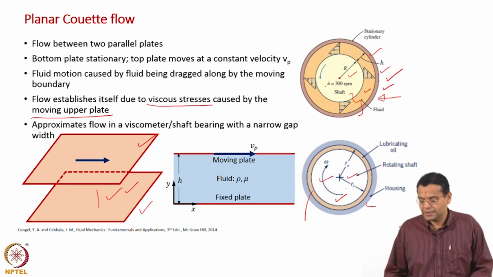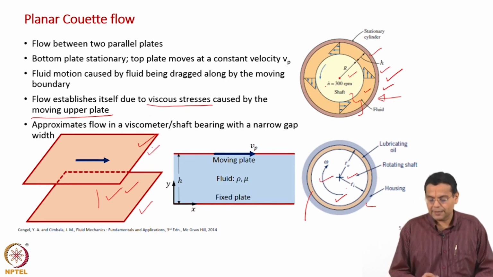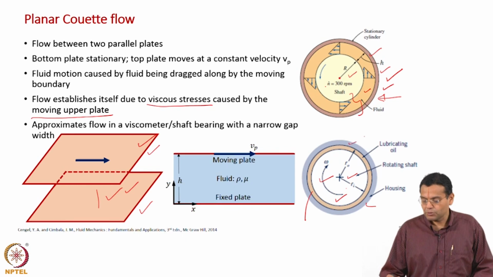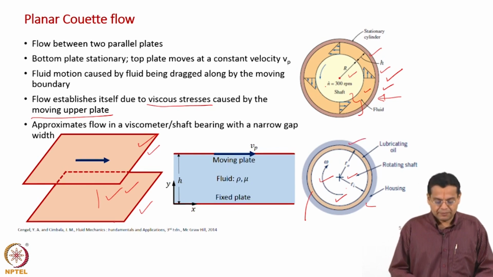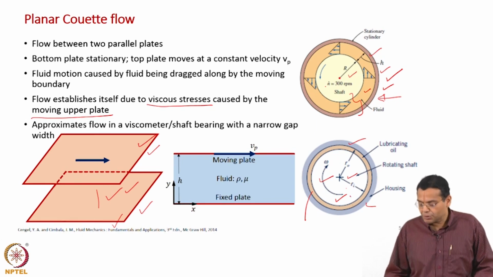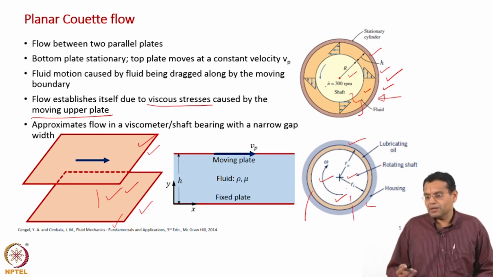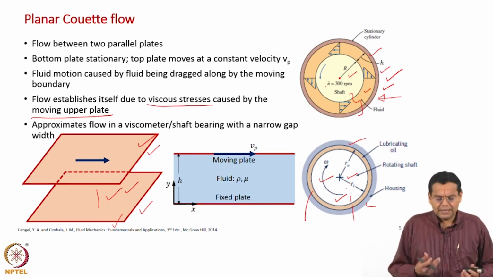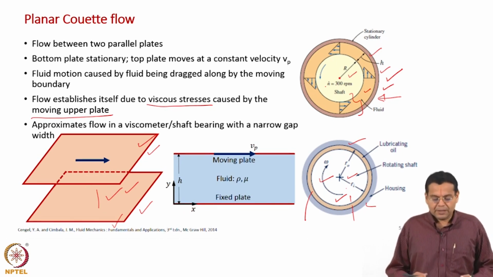Because you have a rotating cylinder, something like our moving plate, and then you have a housing or stationary cylinder, which is something similar to our stationary plate. The gap, of course, is usually not very large in a shaft bearing. There is a very small gap and there is a high viscous oil there. In our case, a viscous fluid, a fluid where our viscous stresses are going to be included, and that flow is between the two plates, okay.